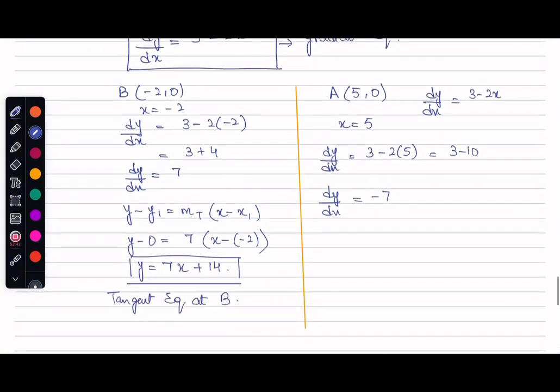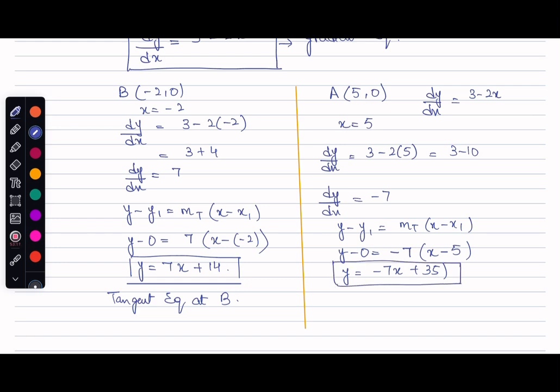So to get the equation of the tangent at point A, it's y minus y1 equals m times x minus x1, with y1 as 0 and gradient value as negative 7, so it should be y equals negative 7 times x minus 5, or y equals negative 7x plus 35. So these are the two equations that I should be having, and they should be meeting at point C.